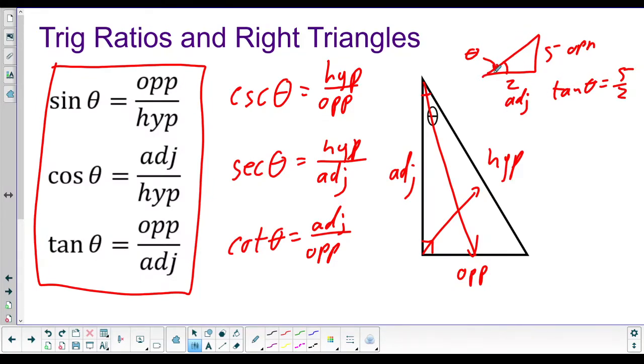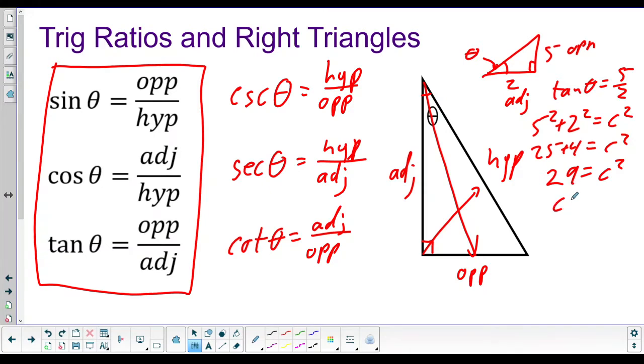If we want to know that missing side, because this is a right triangle, we would just use the Pythagorean theorem. So it'd be 5 squared plus 2 squared equals c squared. So 25 plus 4 equals c squared. 29 is c squared. So c is the square root of 29. And of course we throw away the negative one because you can't have a negative length. Cool.